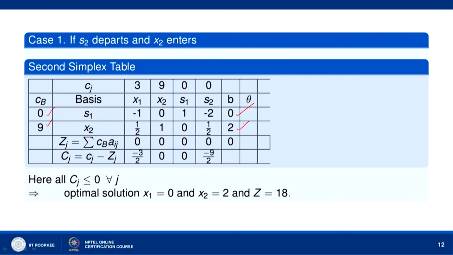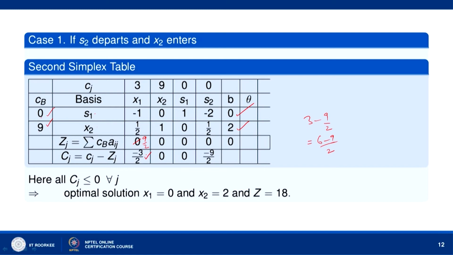Now, we find Zj here. 0 into minus 1, plus 9 into half, so we get 9 by 2. 0 into minus 1 is 0, 9 into half is 9 by 2. So, 3 minus 9 by 2 will give us capital Cj. So, this is 6 minus 9 by 2, which becomes minus 3 by 2.